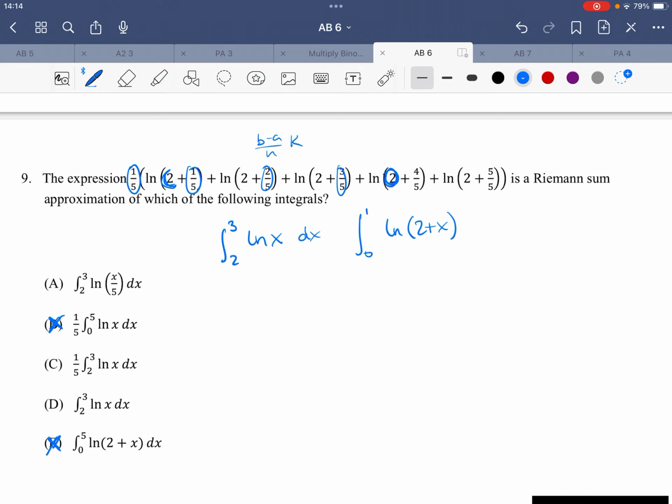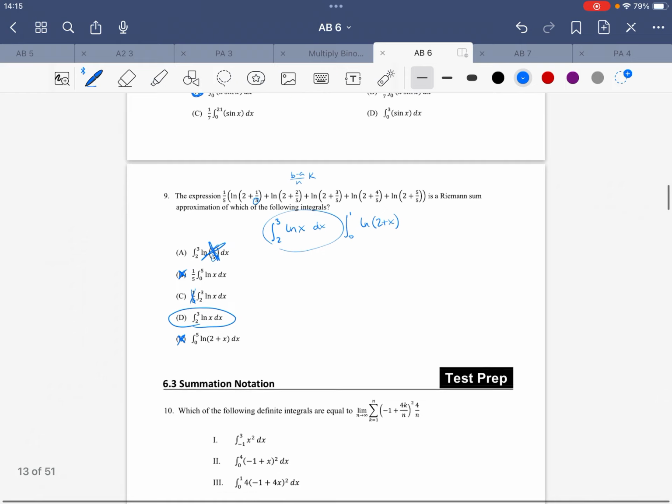So again, the difference is whether this is the a, the beginning of the interval, or if it's part of the function. And then it could be either of these two, but here, I don't know whether it's an over 5 here, that doesn't work. So that 5 is the number of sub-intervals, and should it be an integral? And this, I think that's the same 5 here. We don't need that. So it has to be this one, D.